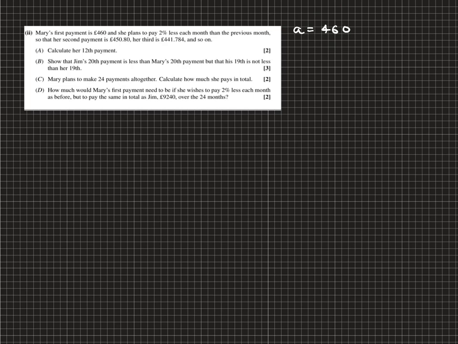So that's really simple. If A1 equals 460, A2 would equal 460 and you're paying 2% less, so there's a multiplier here of 0.98. Thinking about your percentage multipliers, which means that the second payment is £450.80. So this is very clearly a geometric progression where the first term A is 460 and the common ratio is 0.98 because you pay 2% less than the previous amount each time.